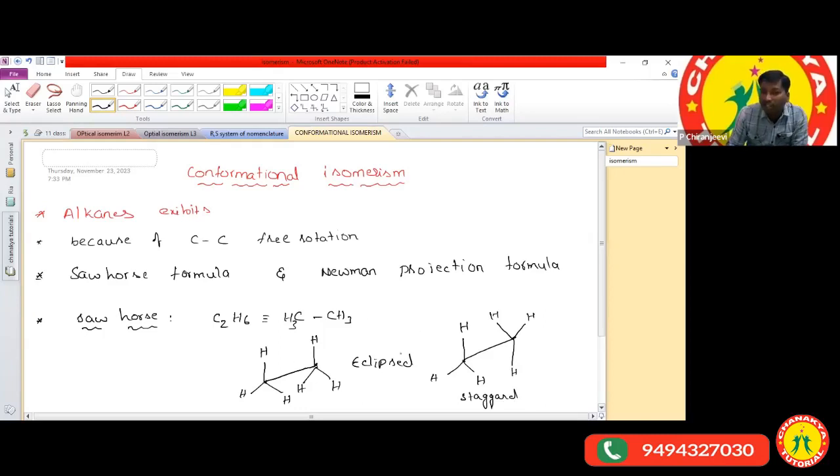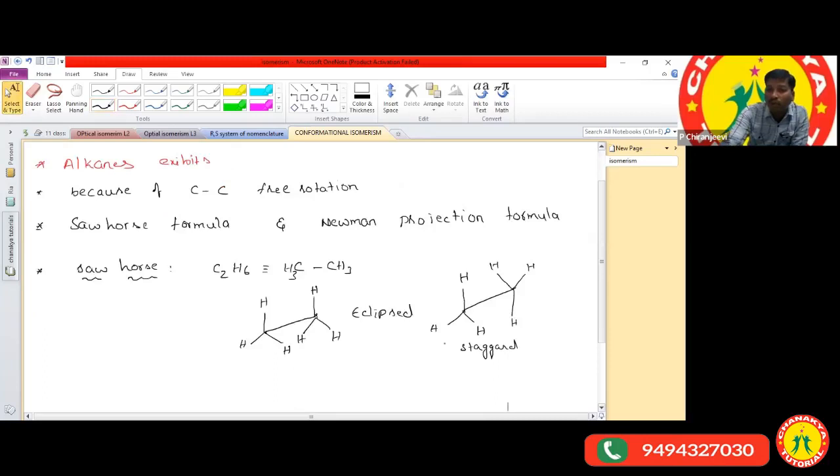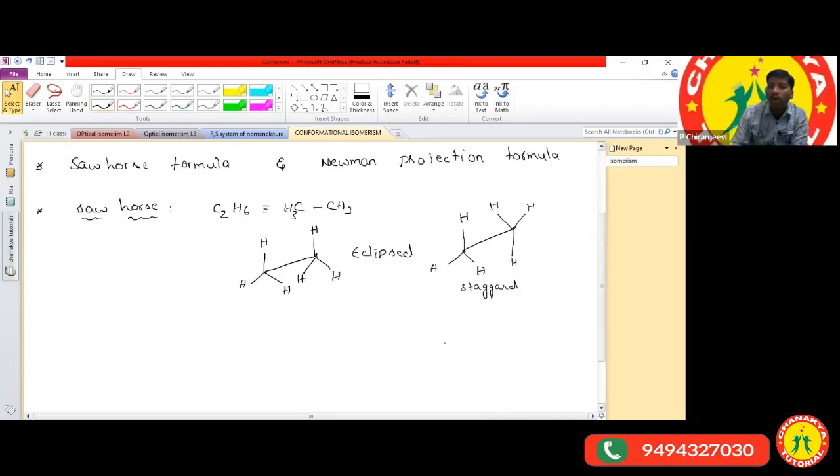First, these two structures we can also write as a Newman projection formula. These two we can represent with the Newman projection formula. So what is meant by the Newman projection formula? Here we have taken two carbon atoms.